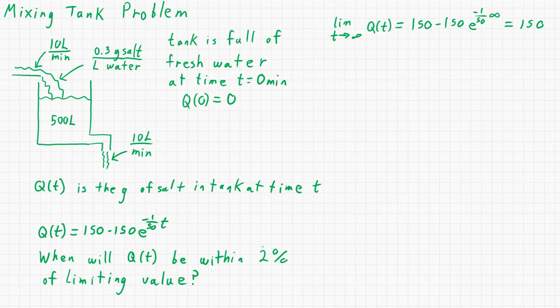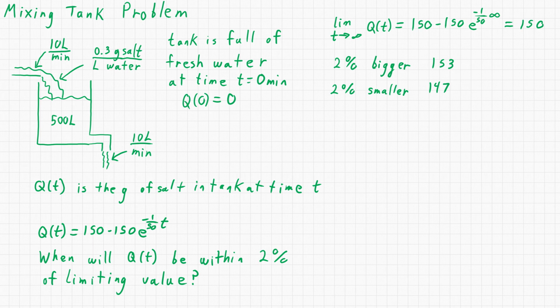So now when are we going to be within 2% of the limiting value? There's two ways that can happen. We can either be 2% bigger than 150, or we can be 2% less than 150. All right, so 2% bigger would be 153. 2% of 150 is 3. Or we could do 2% smaller. So that would be 150 minus 3, so that'd be 147.